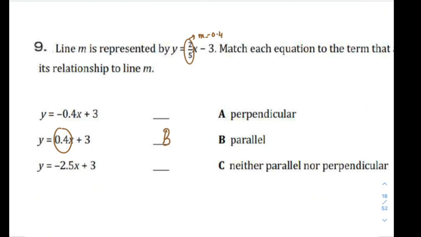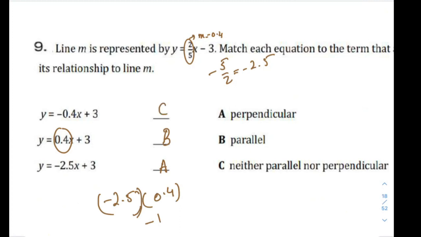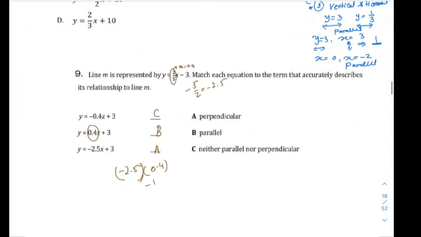Now, when you have -5/2, which is the flipping, meaning -2.5, then it is perpendicular. So this fits with that one. This is perpendicular, or simply you can check by multiplying the slopes. It will give you -1. The other one is neither, because one is only the opposite of the other. It's just changing the sign. So it will not fit with perpendicular or parallel.